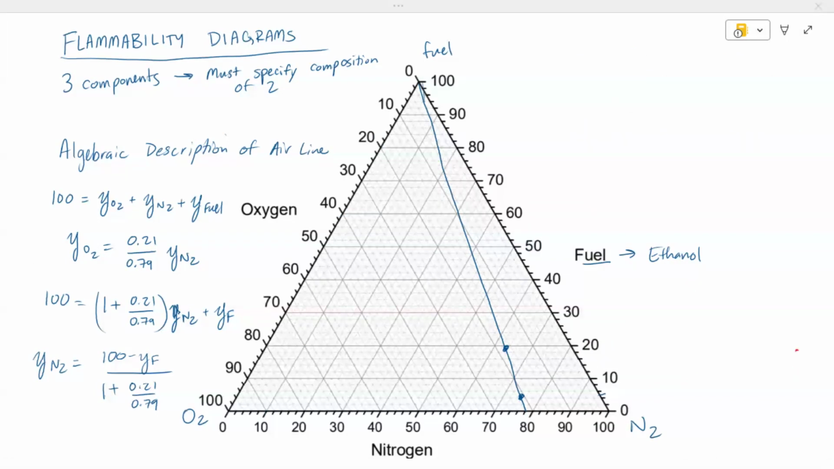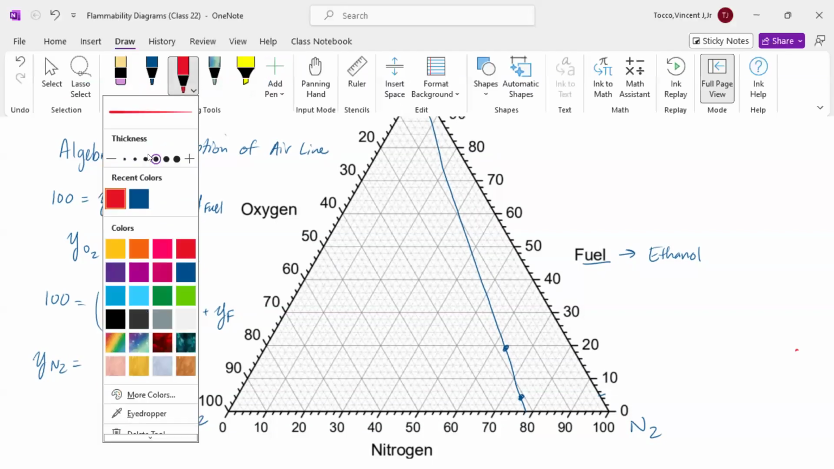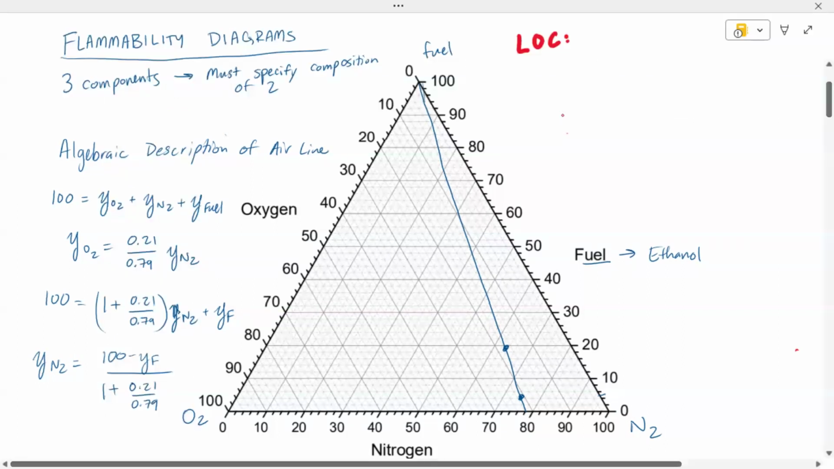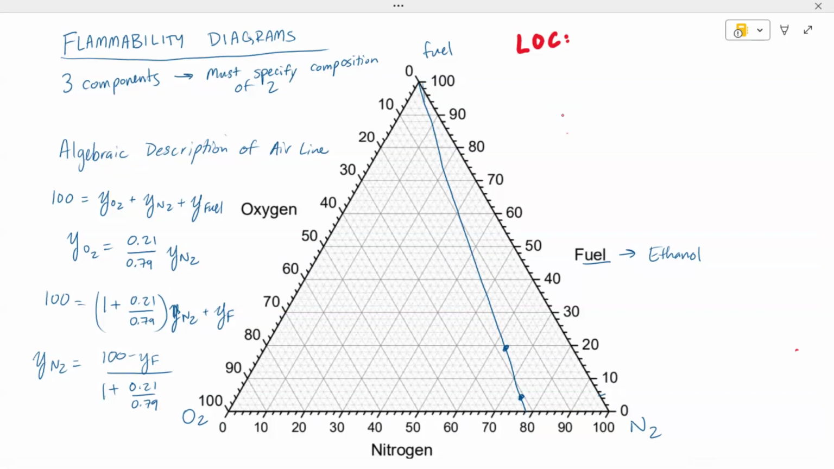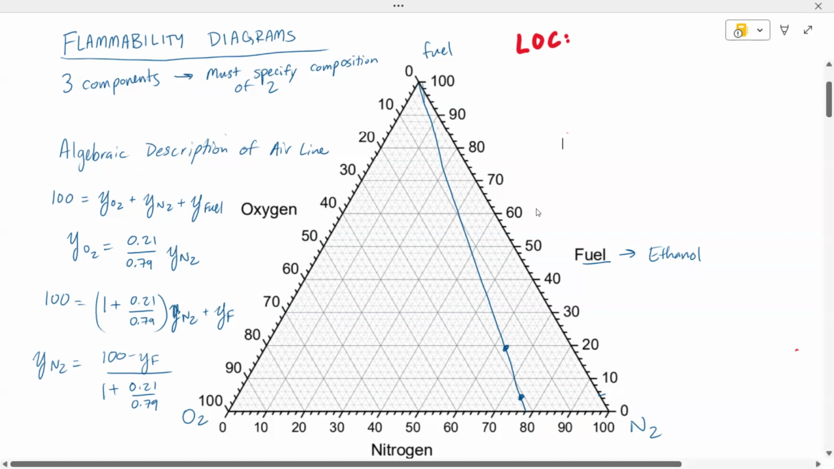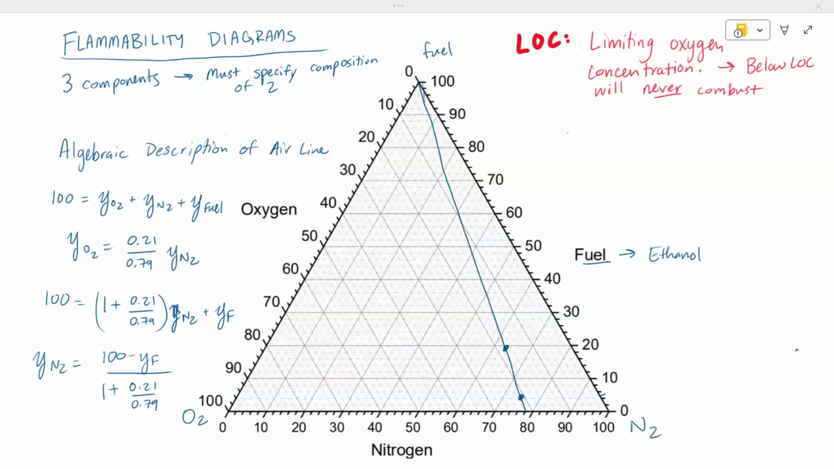The next thing I want to do is look up the LOC for the fuel. This again stands for limiting oxygen concentration, and this is the concentration of oxygen that is required to combust. So below the LOC, we will never have the hope, not the hope, but the hazard, for a flammable mixture. And in the back of the book, I found that for ethanol, the LOC is 10.5%.